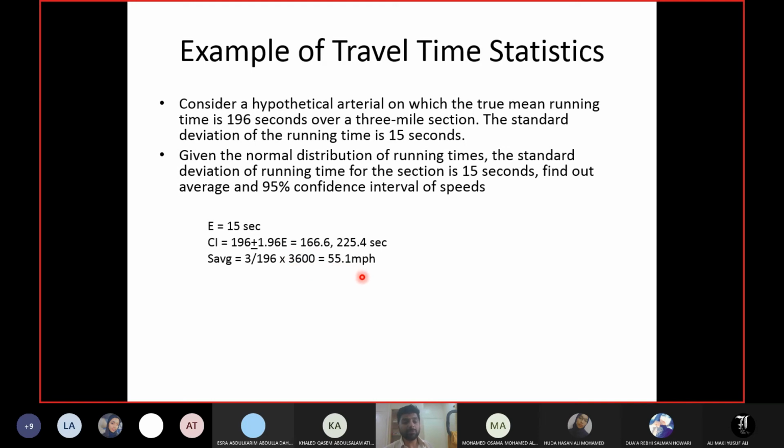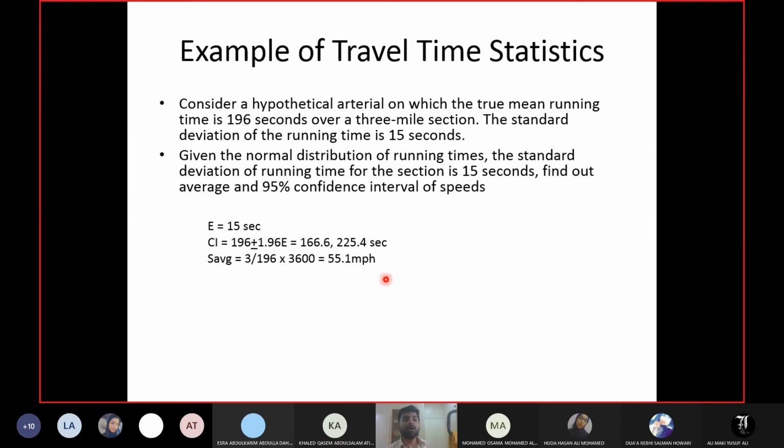Now, which type of speed is it? Is it space mean speed or time mean speed? Some of you asked me what type of mean speed we are calculating for spot speed. That was time mean speed. This one is space mean speed. So whenever you are using travel time data to calculate mean or average speed, that will be called space mean speed. Use of travel time data to calculate the speed will give you space mean speed. Okay, so this one is space mean speed.